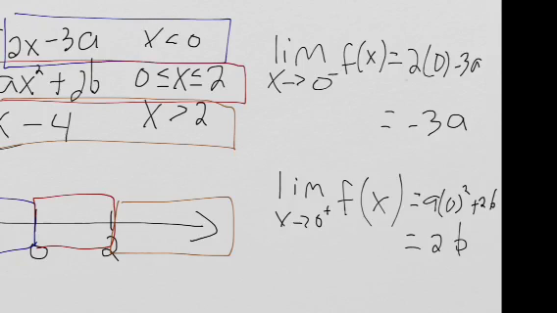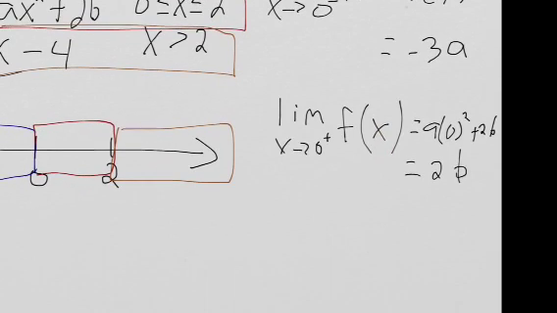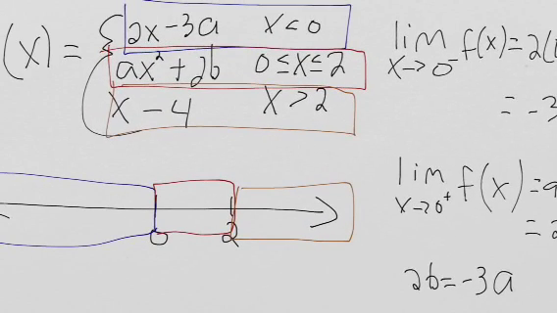So what does it mean for a function to be continuous? Well, what it means is that the left limit and the right limit are the same. They're equal to each other. So what we're going to do is set 2b equal to negative 3a. We don't know what b and a are, but whatever a and b are, this is how they're related. 2b equals negative 3a.